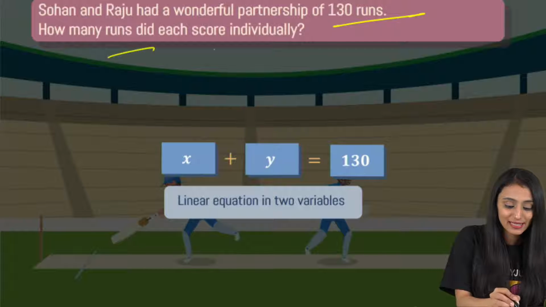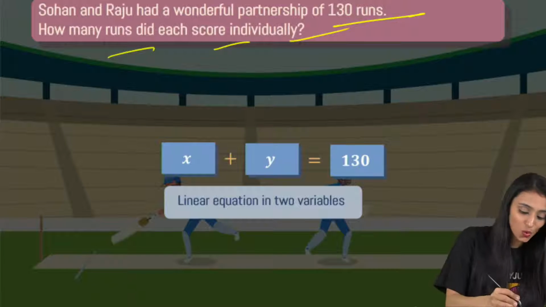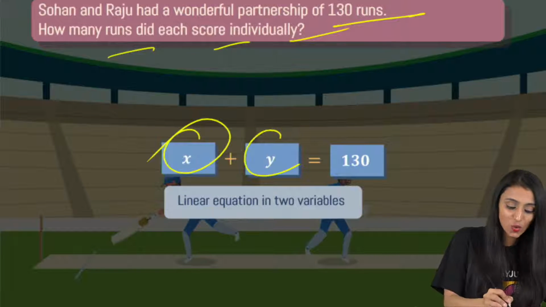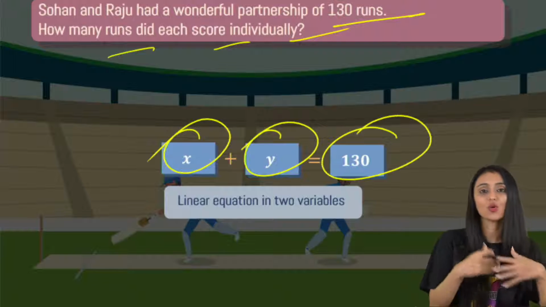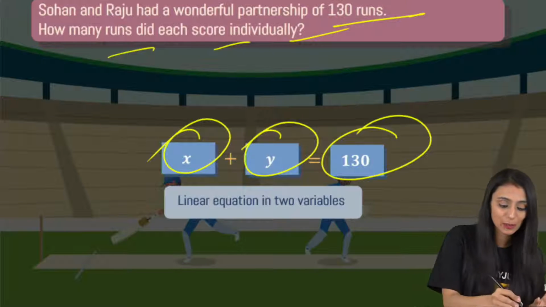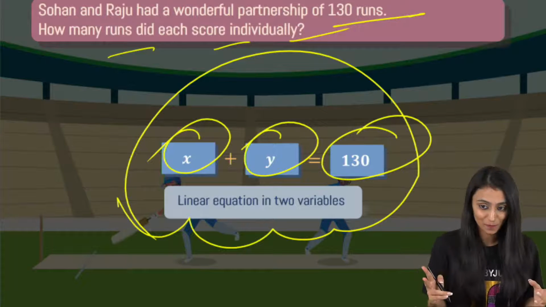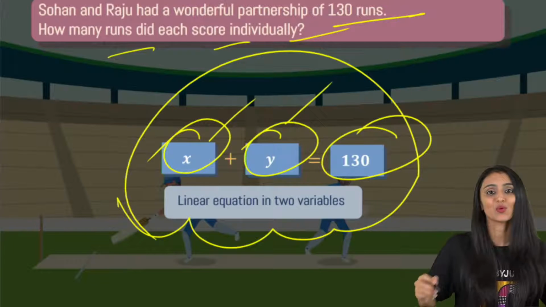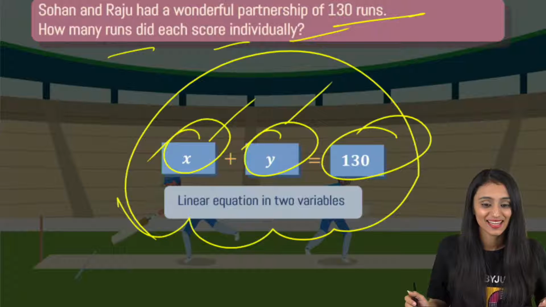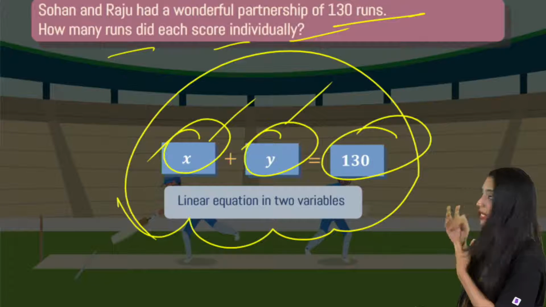Now, how many runs did each score individually? Let's suppose Sohan has scored x runs and Raju has scored y runs. In total, they have scored 130 runs. So, what is this representing? This is actually representing a linear equation in two variables. Now, how are we going to guess the scores? We need another relation to guess this.